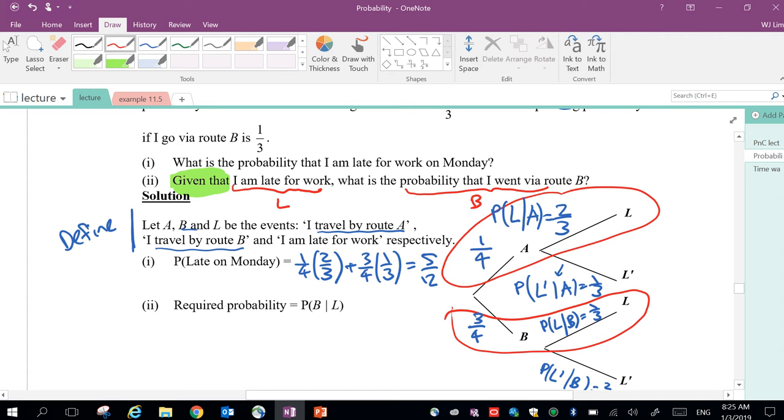So, what are they trying to find? They are actually trying to find probability B given L. Given that I'm late for work, you should find probability B given L. So this is what it means. What is the formula for probability B given L? Let me ask. Just now you were thinking very hard. Even if you close your eyes for 10 seconds, I also know. What is the formula for B given L?